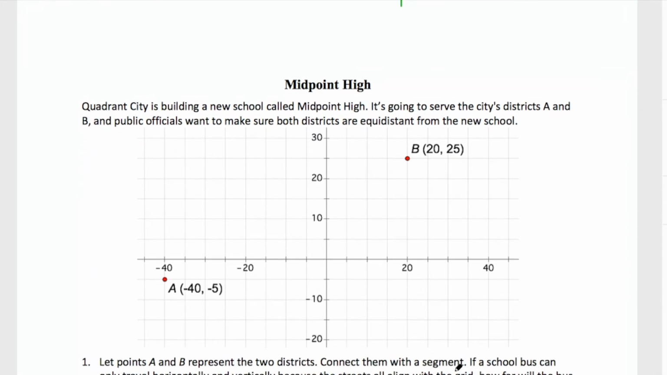Another way to think about the midpoints, though, is Midpoint High School. That's right, Midpoint High, hooray. Quadrant City, ha ha ha. So funny, quadrants. We got quadrant 1, quadrant 2, quadrant 3, quadrant 4, ha ha ha.